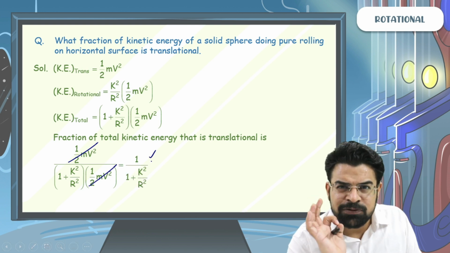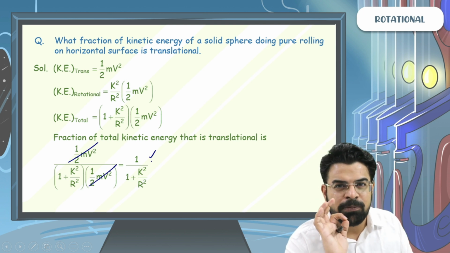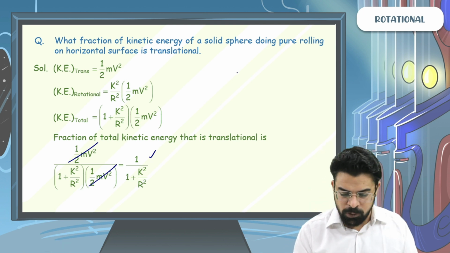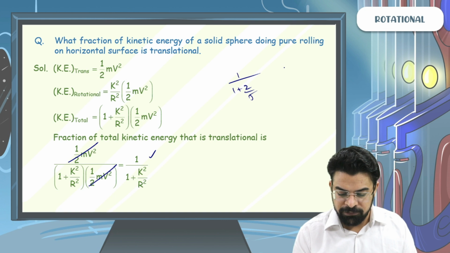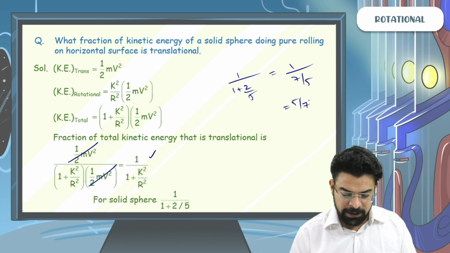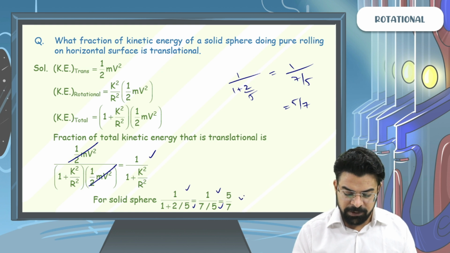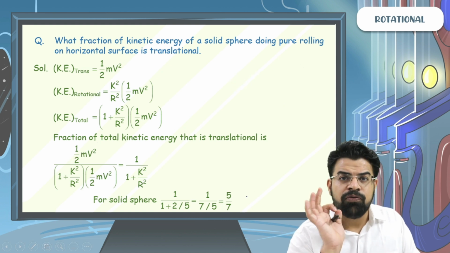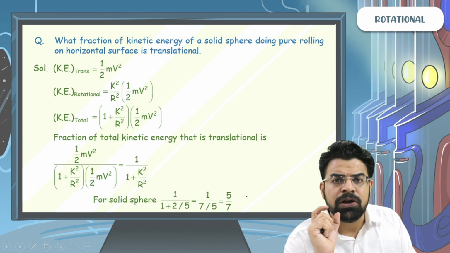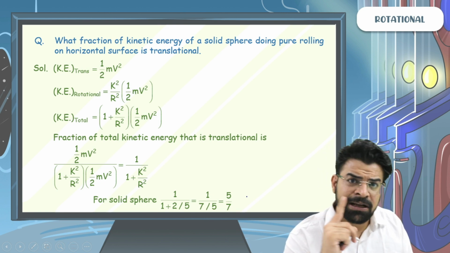For a solid sphere, we will substitute the value of k square by r square as 2 by 5. So you get 1 upon 1 plus 2 by 5. That becomes 1 upon 7 by 5. That will be equal to 5 by 7. So 5 by 7 of the total kinetic energy is translational.